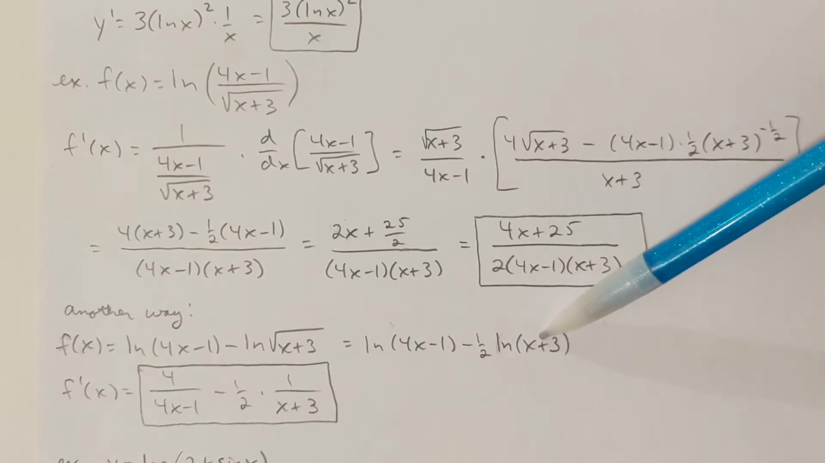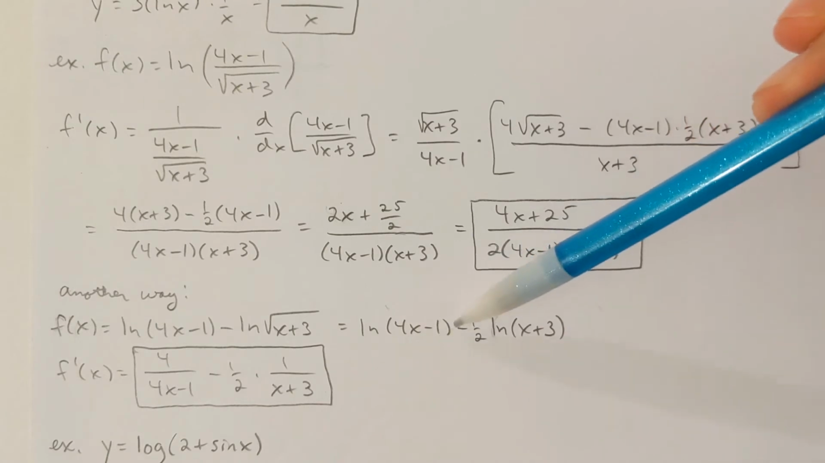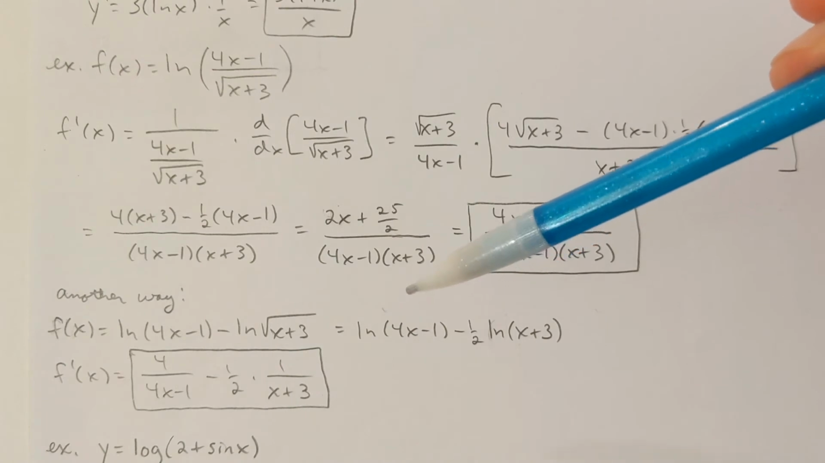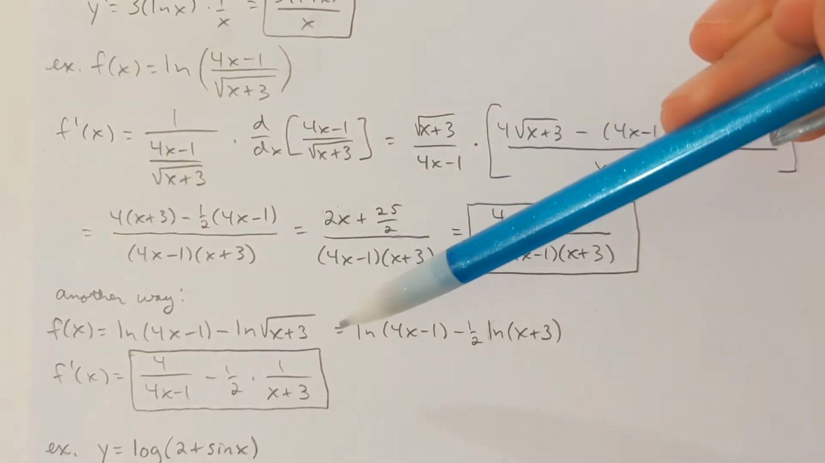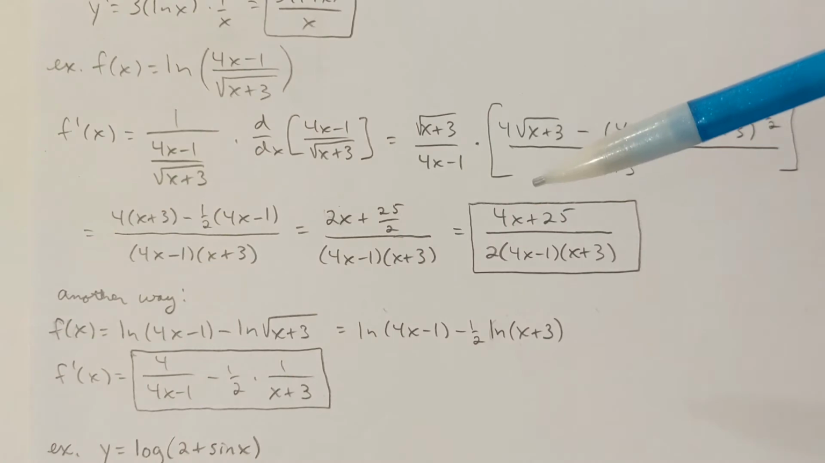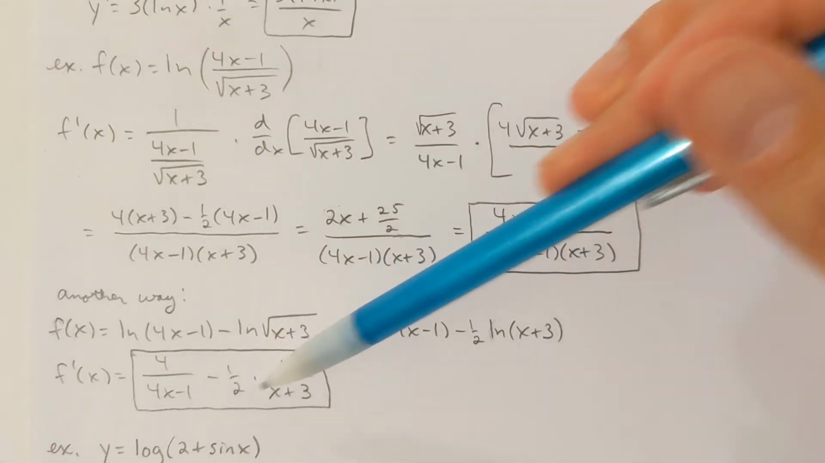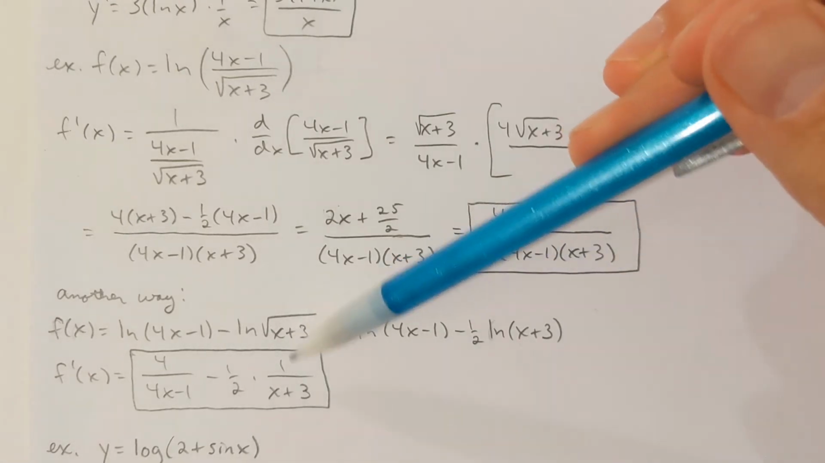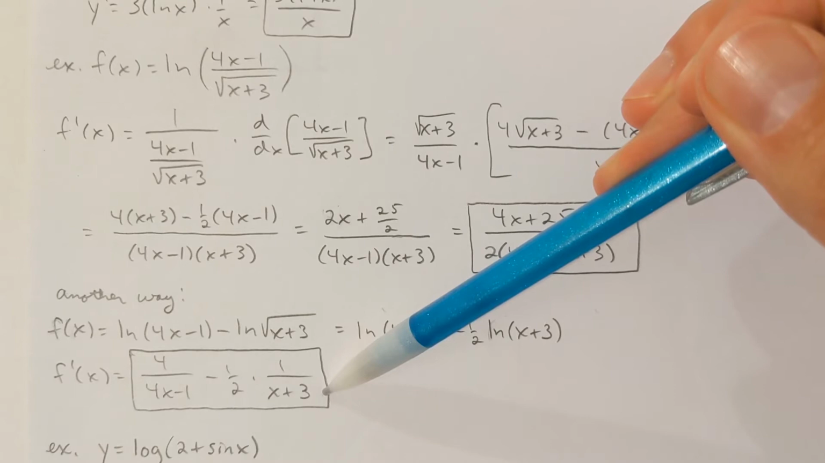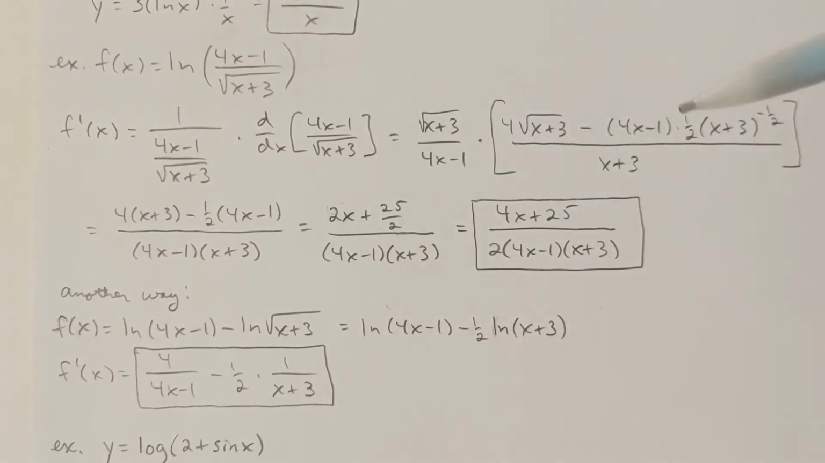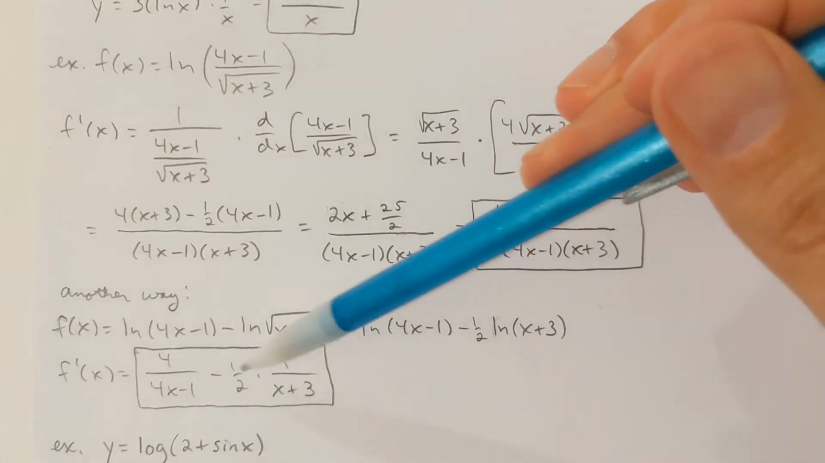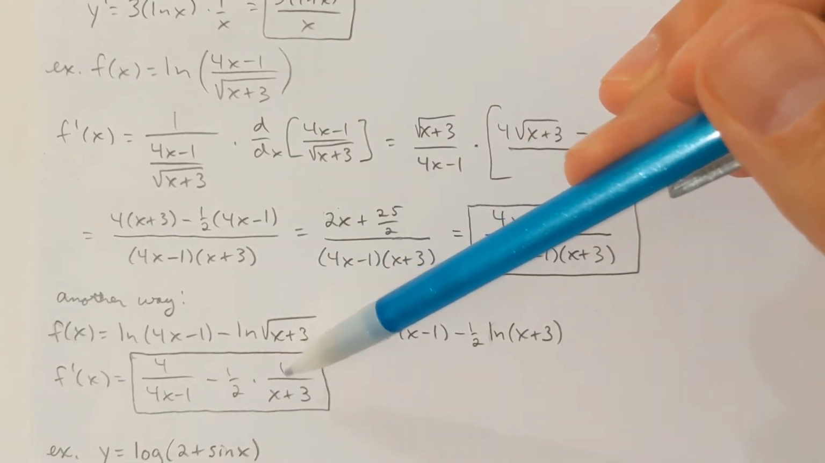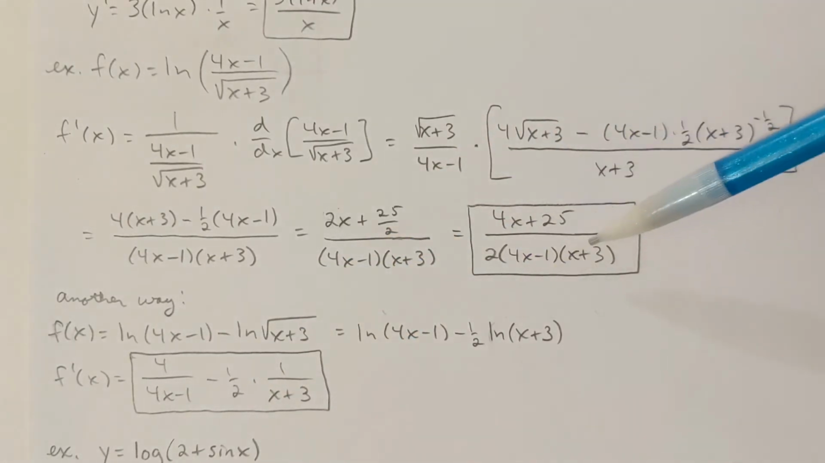Now let me differentiate. The derivative of the ln of an expression is 1 over the expression times the derivative of the expression. So I'm going to say 1 over 4x minus 1 times the derivative of 4x minus 1, that's 4, minus 1/2 times the derivative of ln of x plus 3, that'd be 1 over x plus 3 times the derivative of x plus 3, which is 1. Now if you were to simplify this by cross-multiplying and then combine your like terms in the numerator, you would get exactly what I had circled up here.